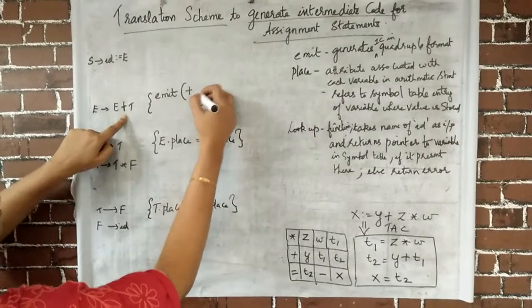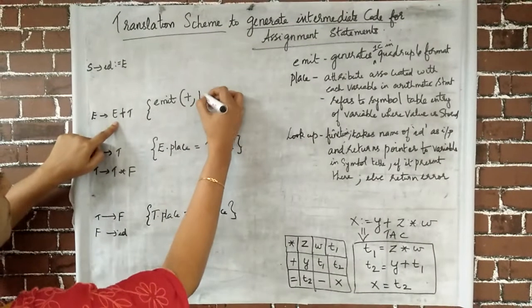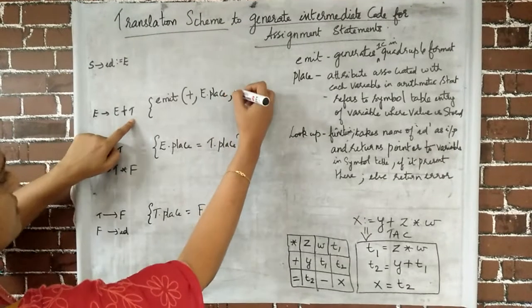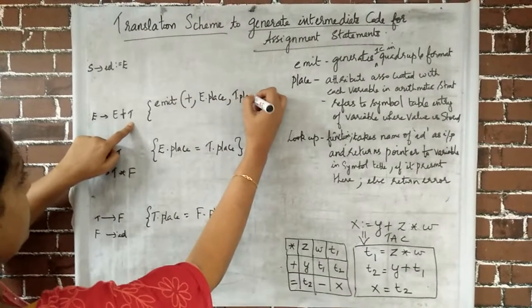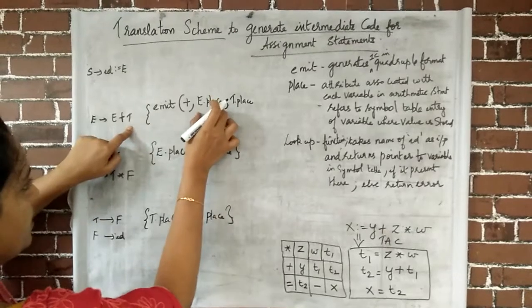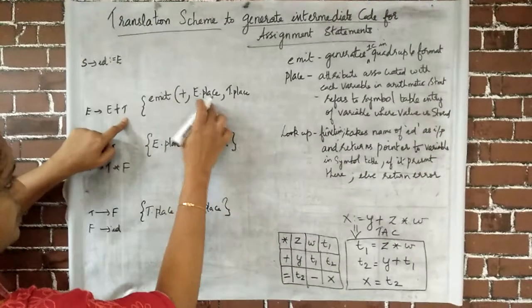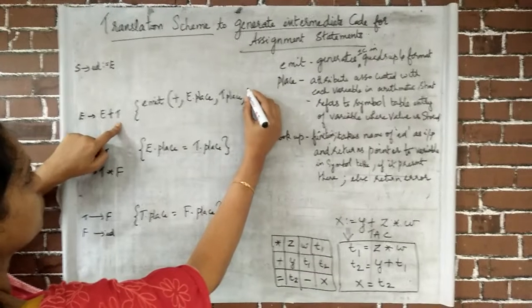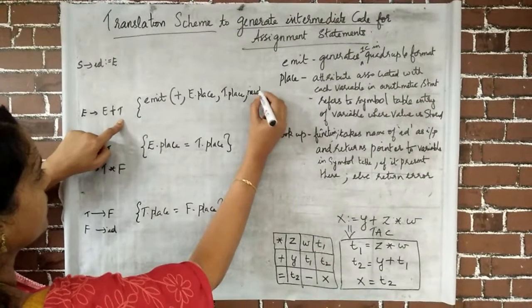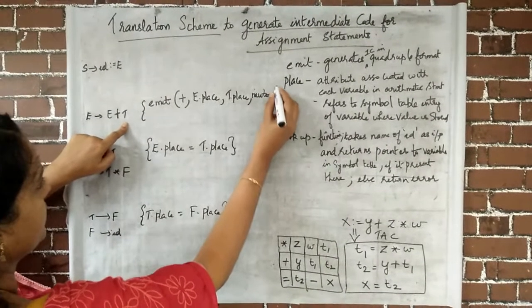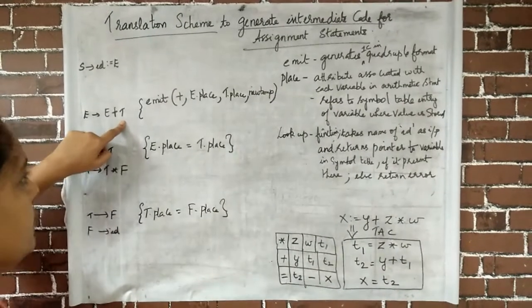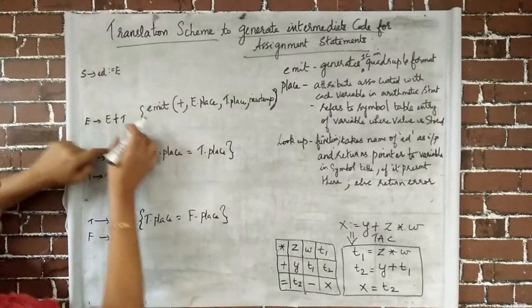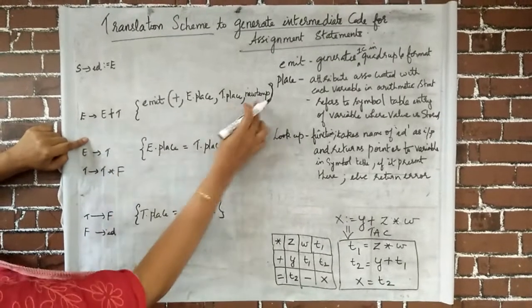Plus operator. Again, your first operand is e, so we are using e.place here, comma, second operand is t.place. So whatever is available, the value of e, that is e.place, comma, t.place, comma, its result has to be stored to some temporary variable. That is the new temp. New temp means we are generating some temporary variable, and so the entire result is now available in this new temp.